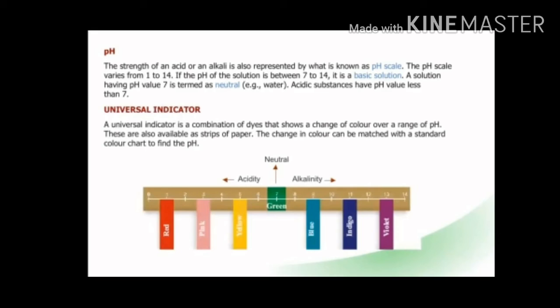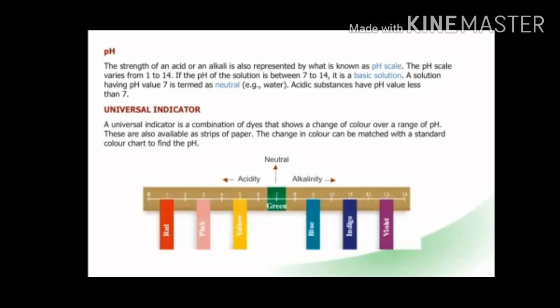Children, the next topic is universal indicator. A universal indicator is a combination of dyes that shows a change of color over a range of pH, and these are also available as strips of paper. For example, pH paper is an example of universal indicator. Now, the change in color can be matched with a standard color chart to find the pH.